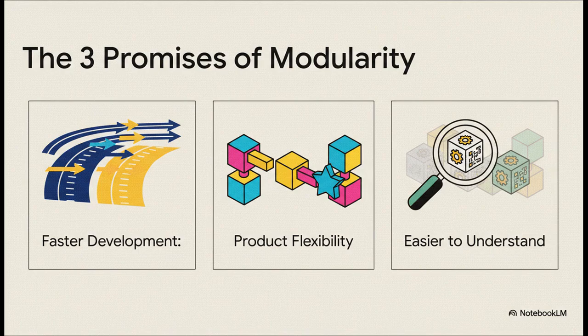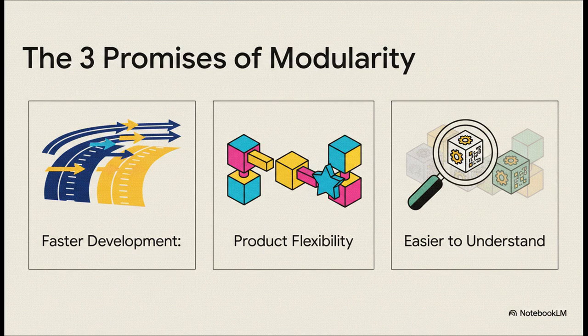Parnas points out three massive benefits. First, you get faster development because different teams can work on their own little pieces at the same time. Second, you get flexibility. You can actually change one part without setting the whole thing on fire. And third, it's just plain easier to understand. You can look at the system one piece at a time.